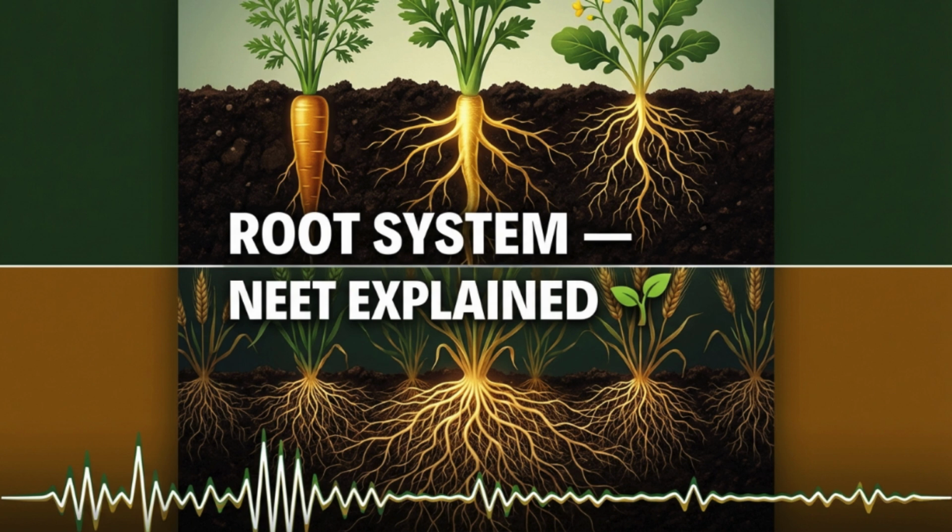Now, root modifications. This is where NEET hides its questions. Pay attention. Carrot and radish, modified taproots for food storage. You eat the root, literally. Turnip, same thing. Sweet potato, stop. This is not a modified taproot. Sweet potato is a tuberous adventitious root, an adventitious root that has swollen for storage. It develops from stem tissue, not the primary root. NEET asks this almost every year. The clue? Adventitious roots have no nodes.